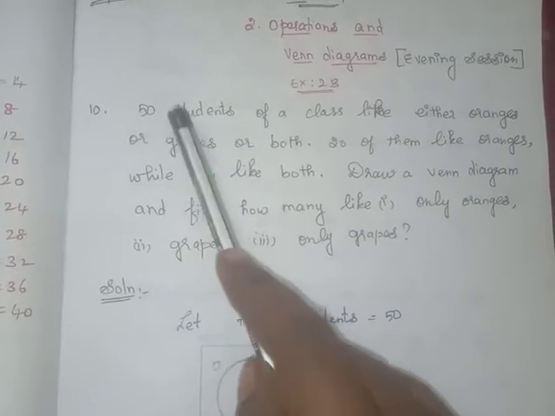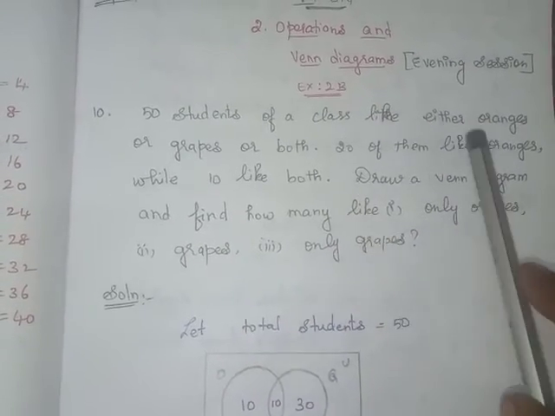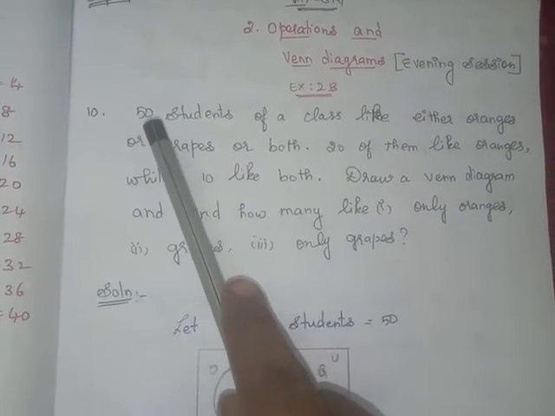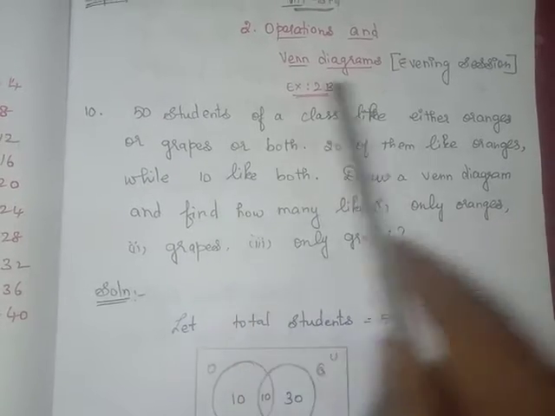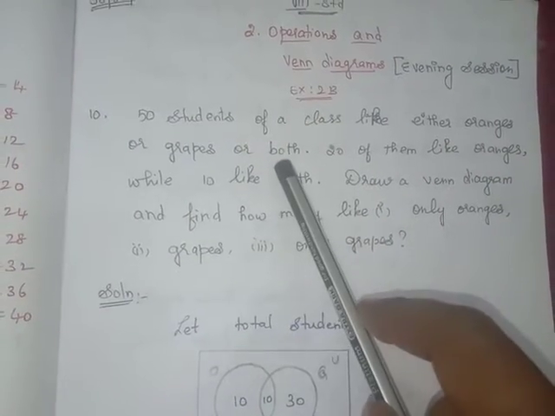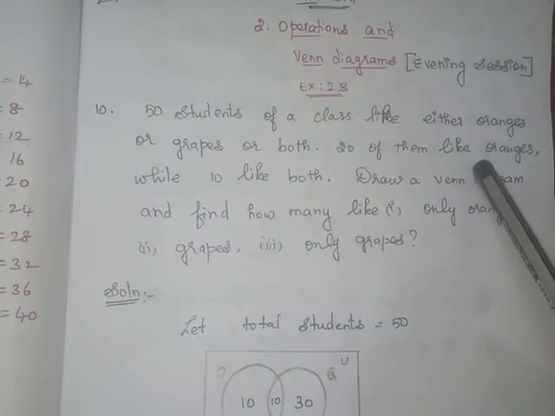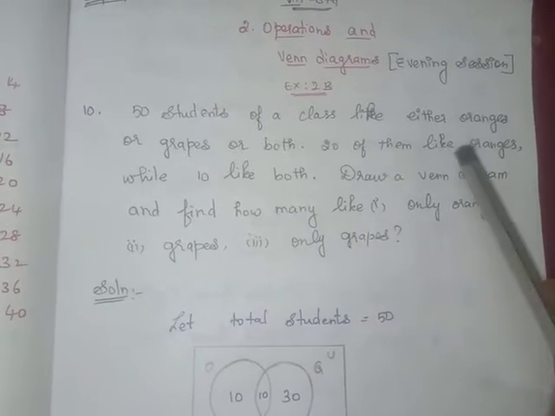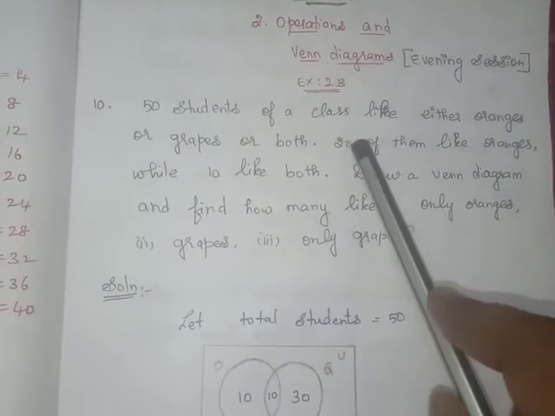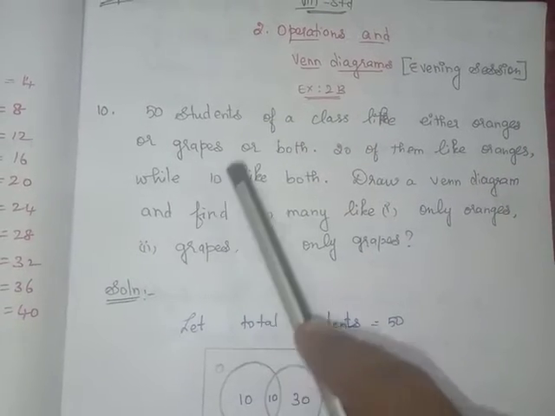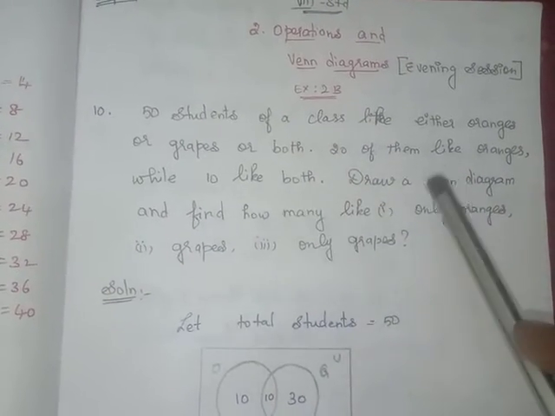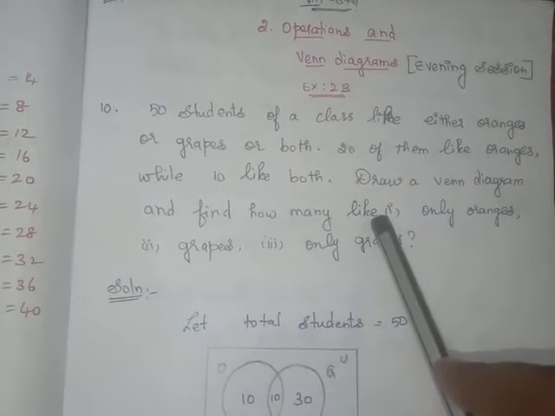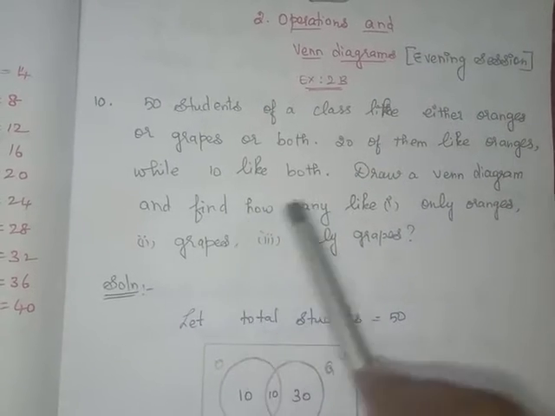The 10th sum: 50 students of a class like either oranges or grapes or both. So totally the class has 50 students. These 50 students like either oranges or grapes or both. So 20 of them like oranges while 10 like both the oranges and grapes. So draw a Venn diagram first and find how many like only oranges, grapes, only grapes.